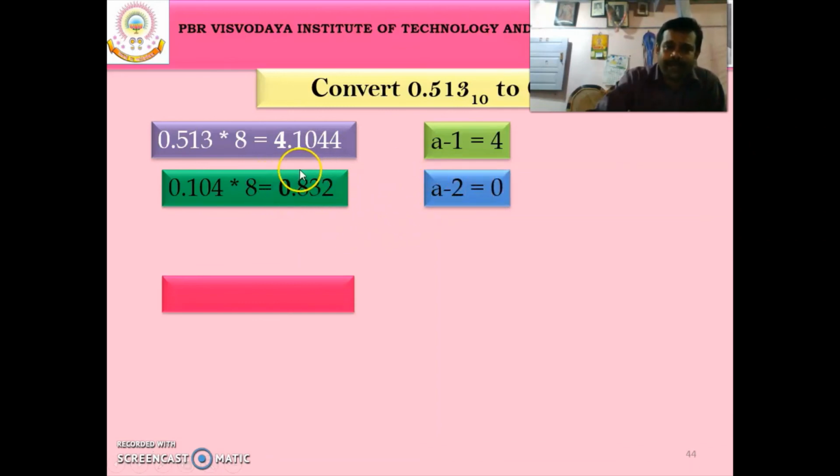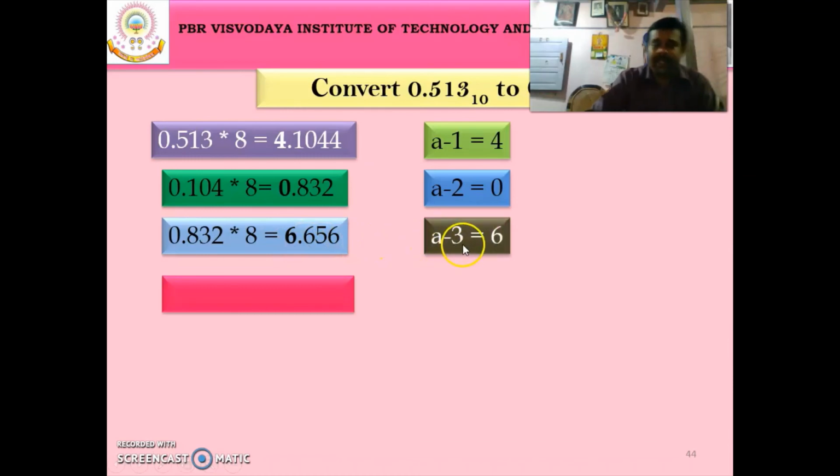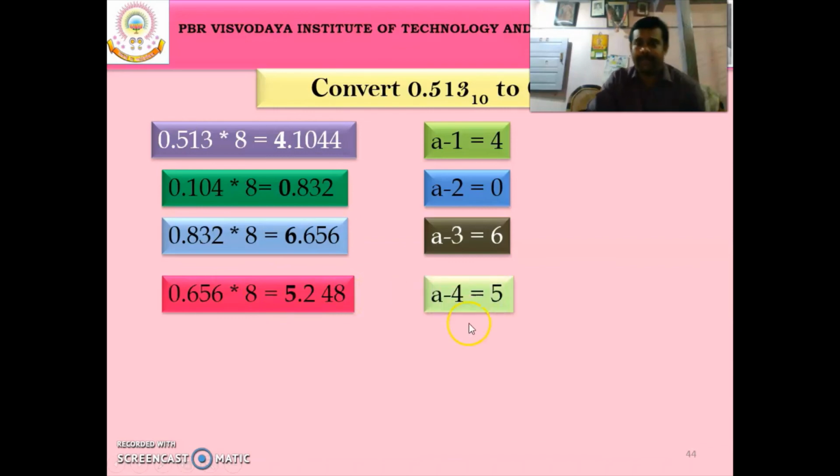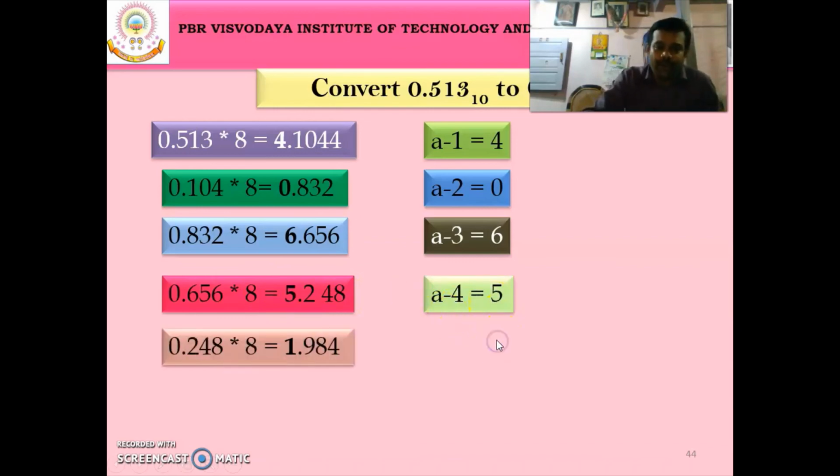Then we are multiplying this 0.832 by 8, which is equal to 6.656, and we are taking this as A3. Then we are multiplying 0.656 by 8, that is 5.248, and we are making this A4. Then we are multiplying this 0.248 by 8 and we are getting 1.984 and we are making this A5.